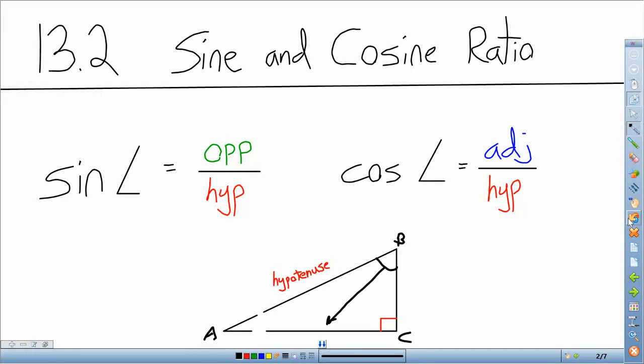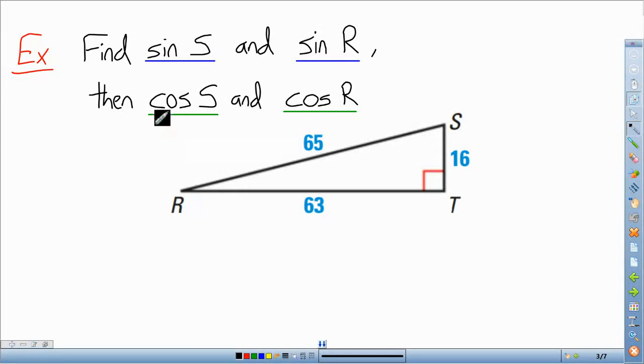First is just getting used to using these ratios, and then from there we can use them to find some missing side lengths. All right, so let's do this one together. We're going to find sine of angle S and R, and then cosine of angle S and R. Go ahead and copy this, get the triangle, and we'll do this together.